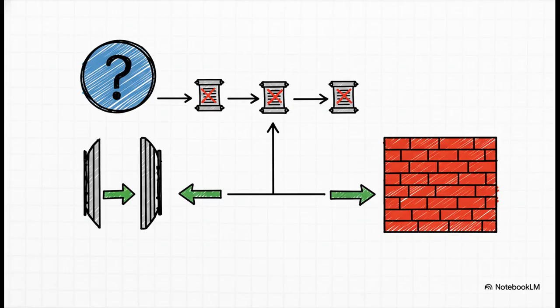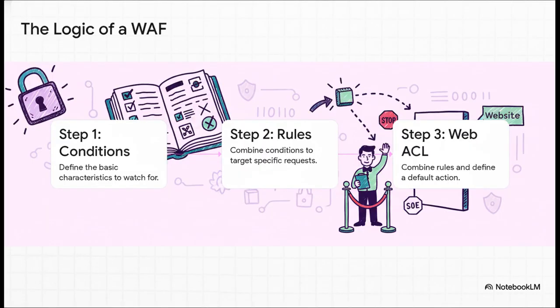That's where the default action comes in. You can set it to allow, which creates a kind of block list that only stops known bad guys. Or you can set it to block, which creates a much more secure allow list that only permits known good traffic. And there you have it. That's the entire flow. It's actually a pretty simple and elegant system when you break it down. You define your individual checks, the conditions, you combine those into instructions, the rules, and then you assemble all of that into a prioritized master plan, the web ACL, with a default action for everything else.